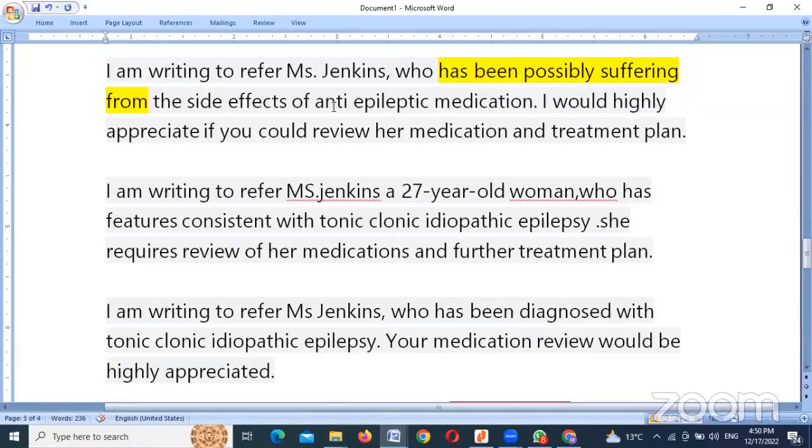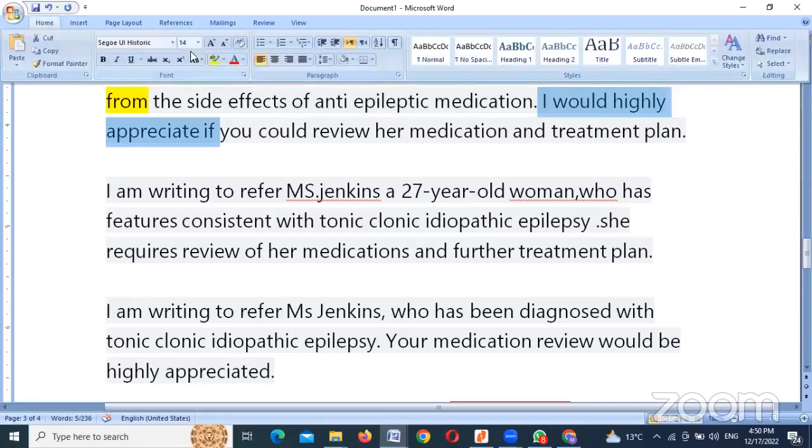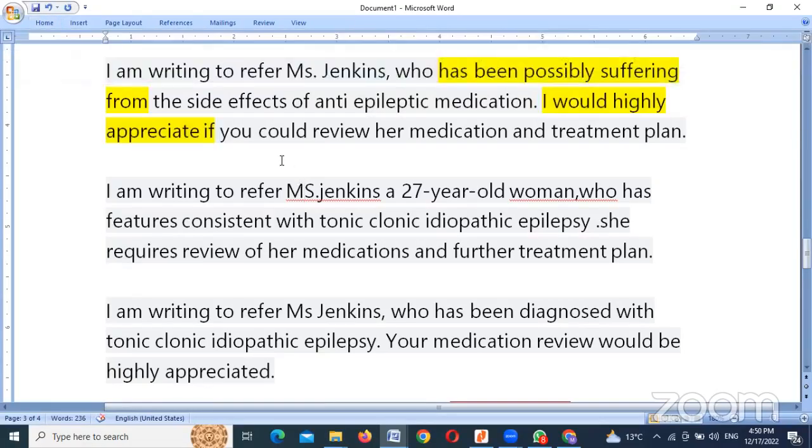Side effects of anti-epileptic medication, that is okay. This part is okay, but this part you need to make a little bit better. I would highly appreciate this type of language we mostly use in the conclusion. Your review of her medication and treatment plan would be highly appreciated. You can only write review of medication, okay?